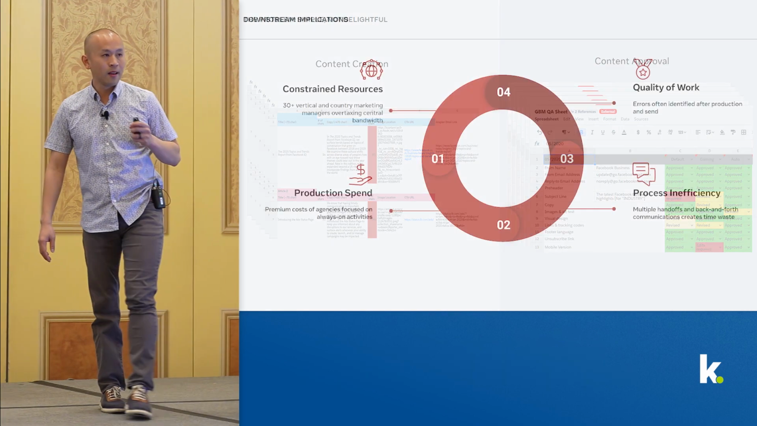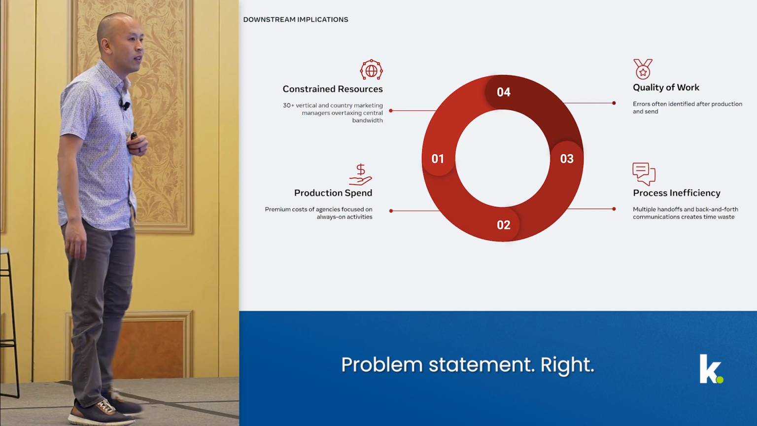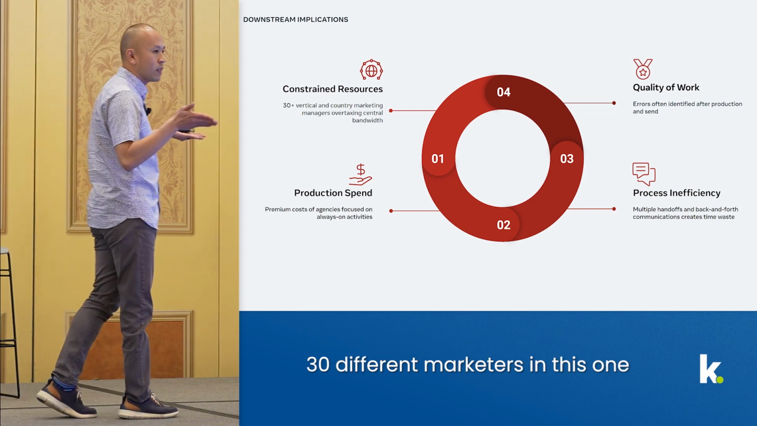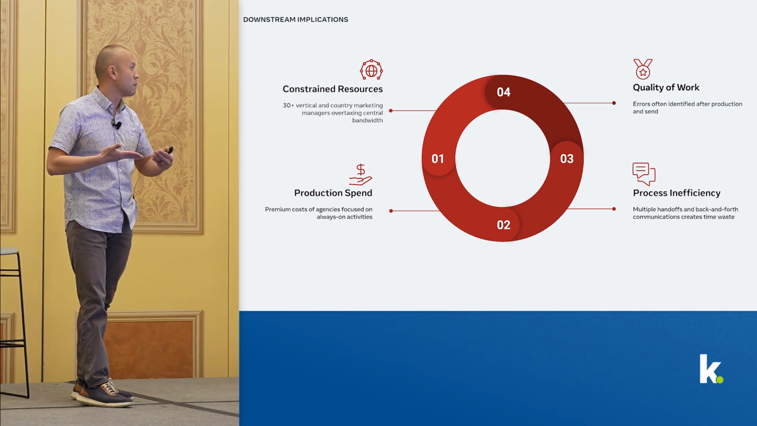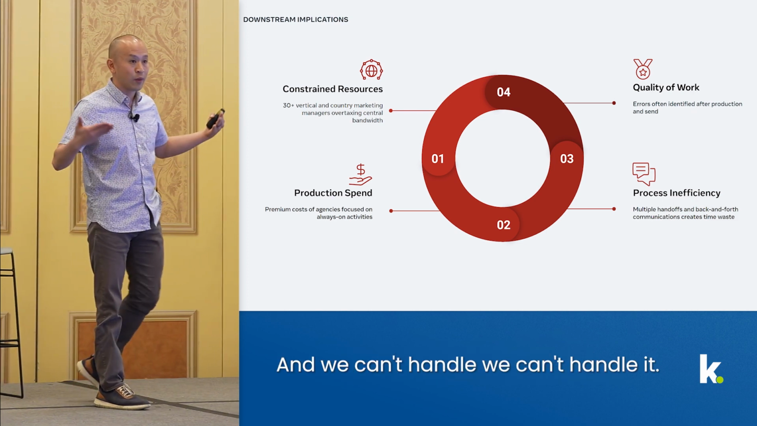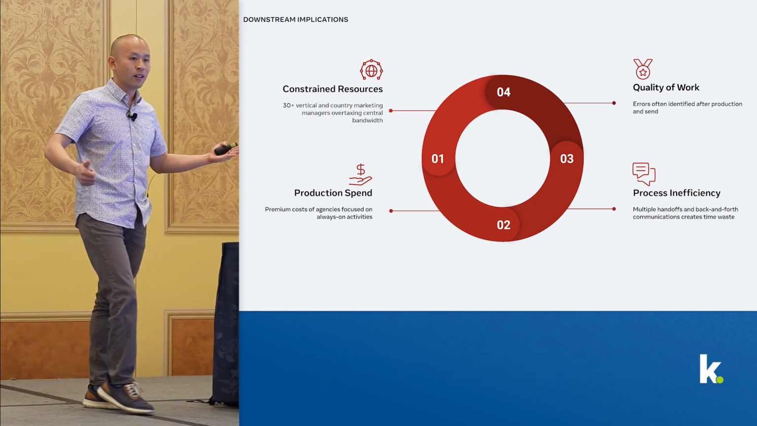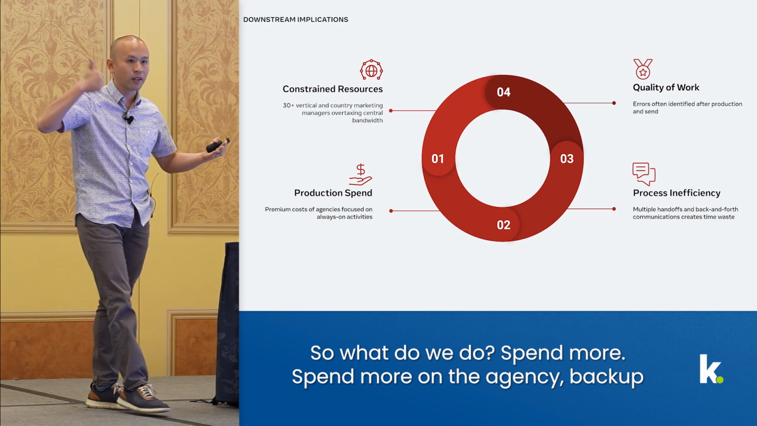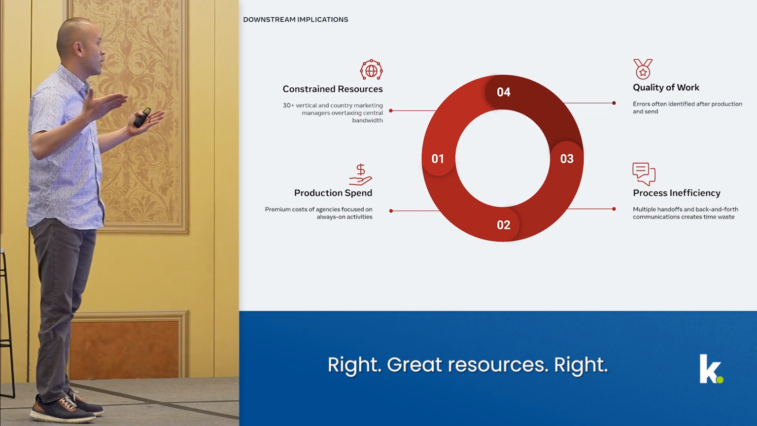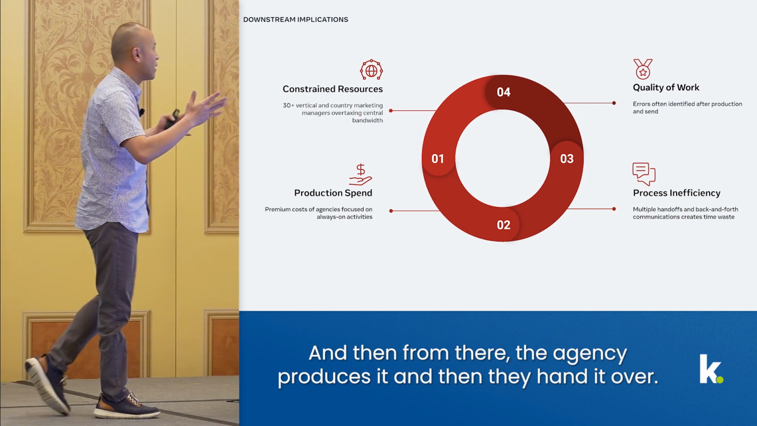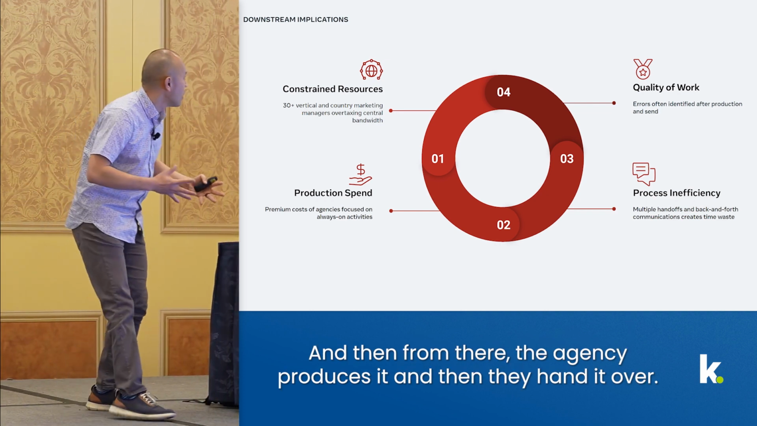Problem statement: 30 different marketers in this one single motion, a microcosm, going to a constrained resource. Big problem, and we can't handle it. So what do we do? Spend more on the agency, backup. Great resources. And then from there, the agency produces it, and then they hand it over.